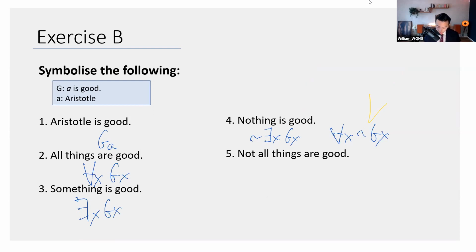Not all things are good. What about this? Not all things are good. It's this. Yeah, there might be something that's bad, or something that's not good. And again, that's saying this. These are equivalent. Okay.